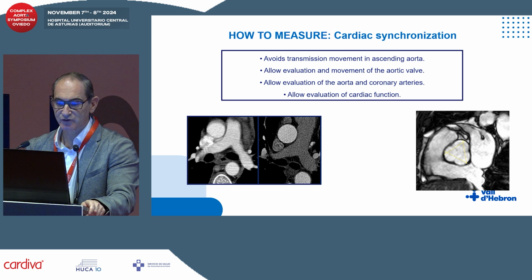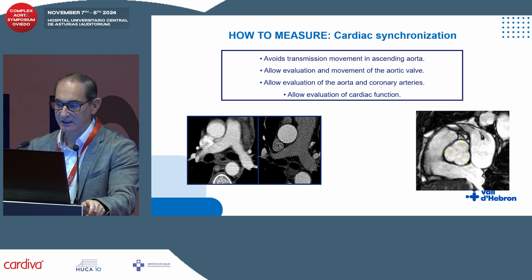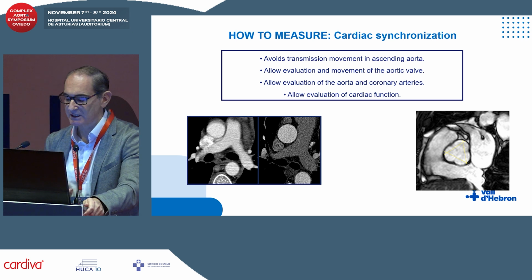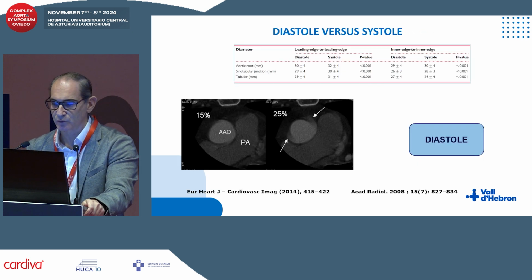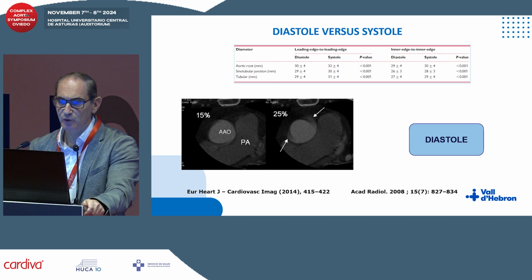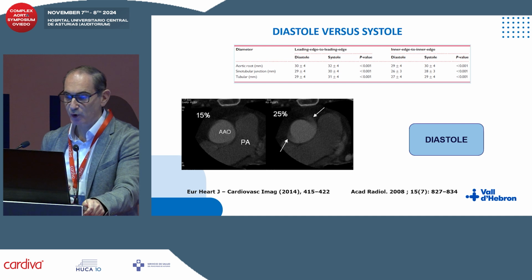So when we use triggered imaging, you can see in the CMR how the definition looks when we are using triggered imaging for the evaluation of the aortic root. Another important question is, should we do our measurements in diastole or systole? That's an important question as well.